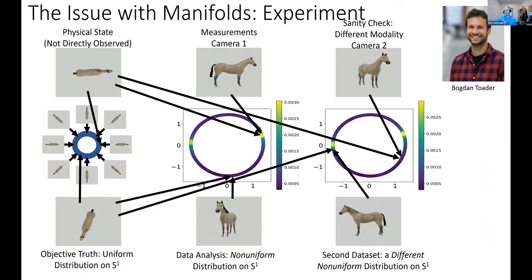Now, of course, this is a very simple experiment. If your measurement modality is a lot more complicated, then of course there's more going on that makes it even worse. Right. Okay. So the algorithm is doing exactly what it's supposed to. It is the manifold on these images. It's just that it doesn't correspond to the same metric that you would want in the physical state.